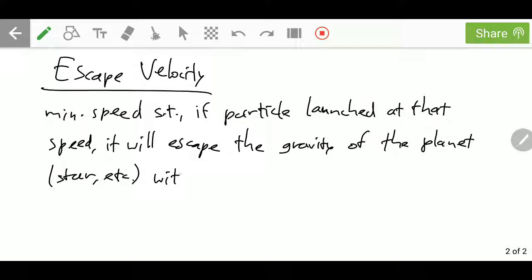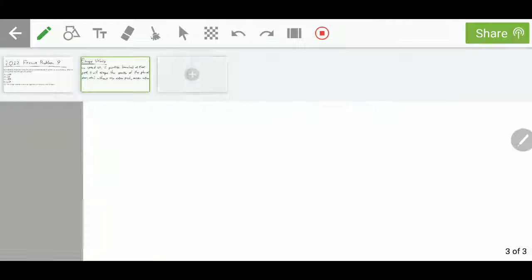without any extra push. So, for example, you do not need to keep supplying it energy with an engine or anything like that, and it'll basically never return, assuming that it's uninterrupted, of course. So, how do we calculate something like this?